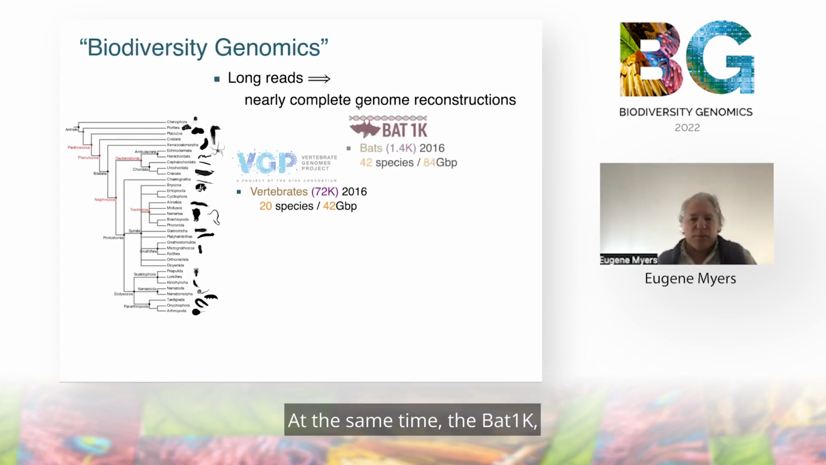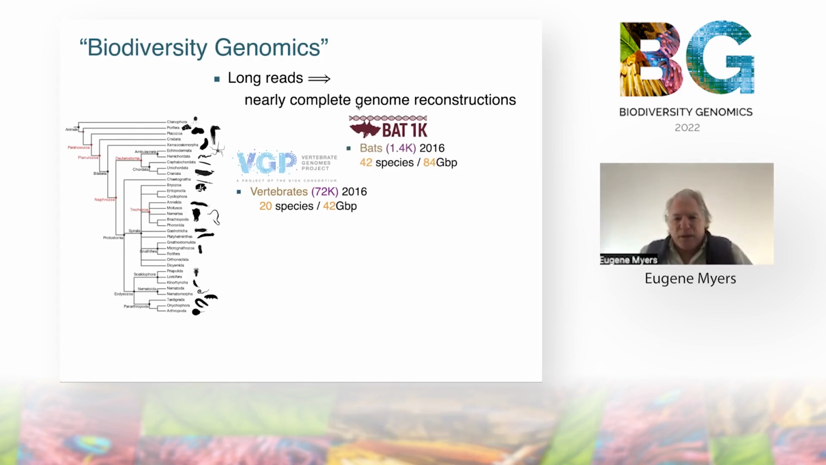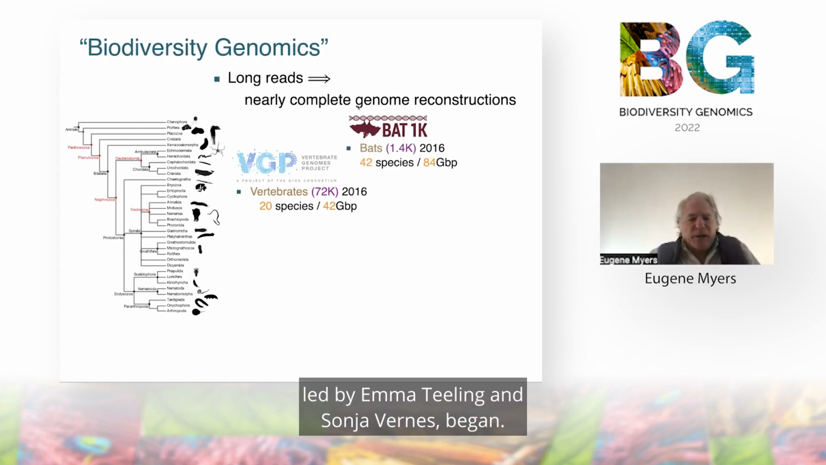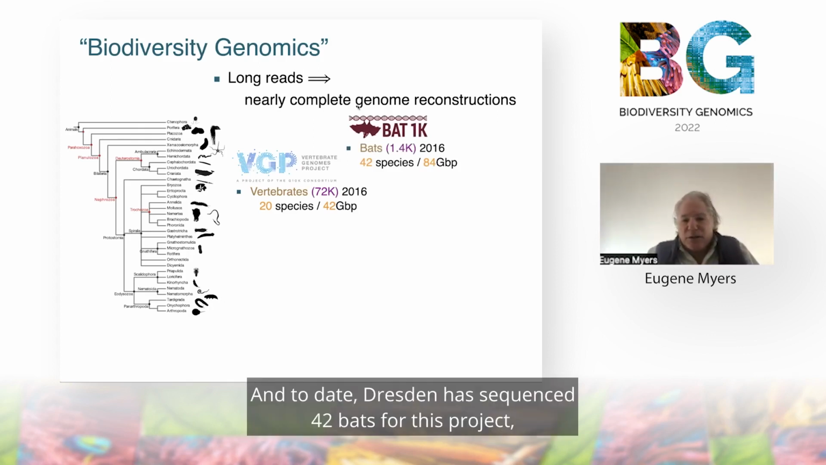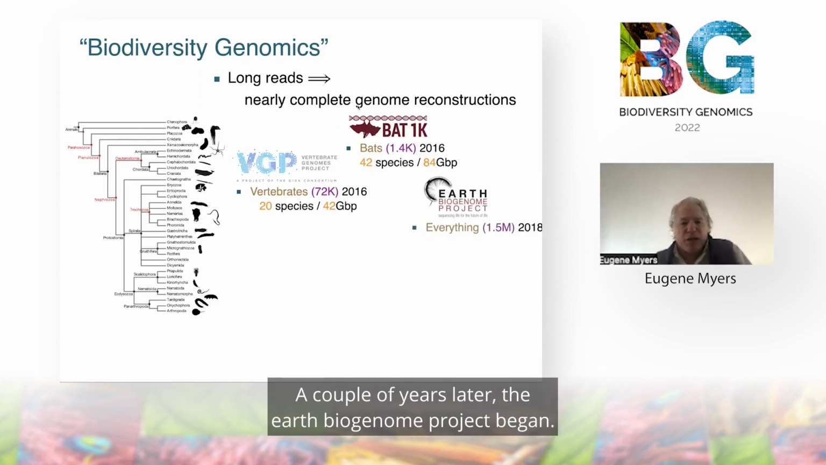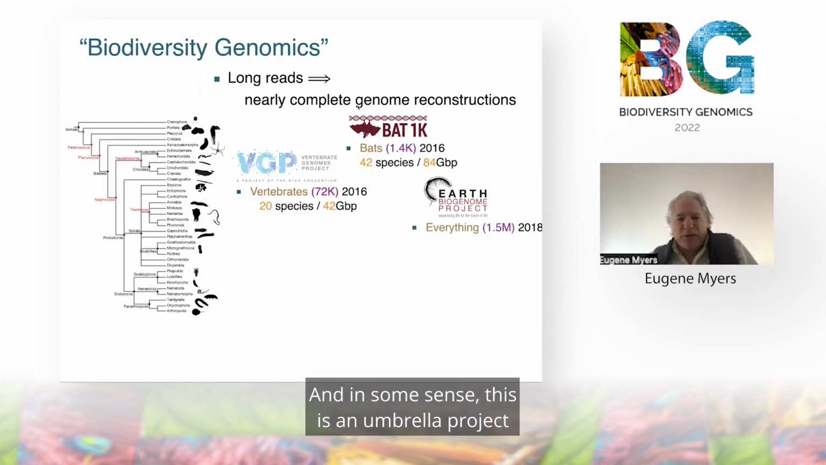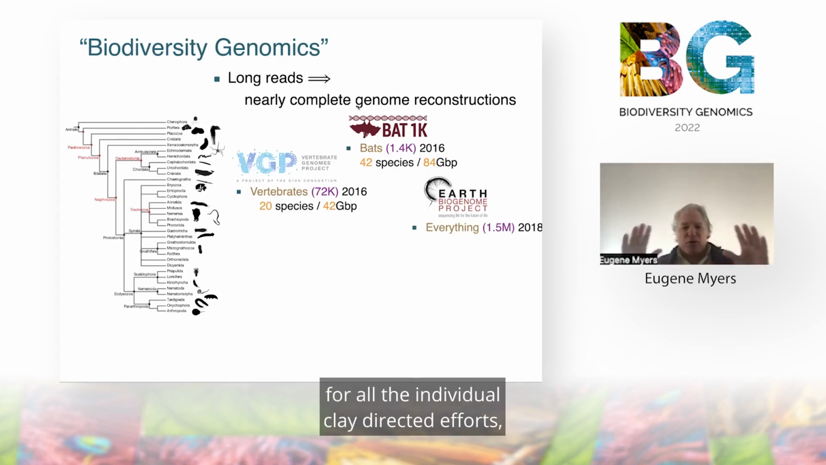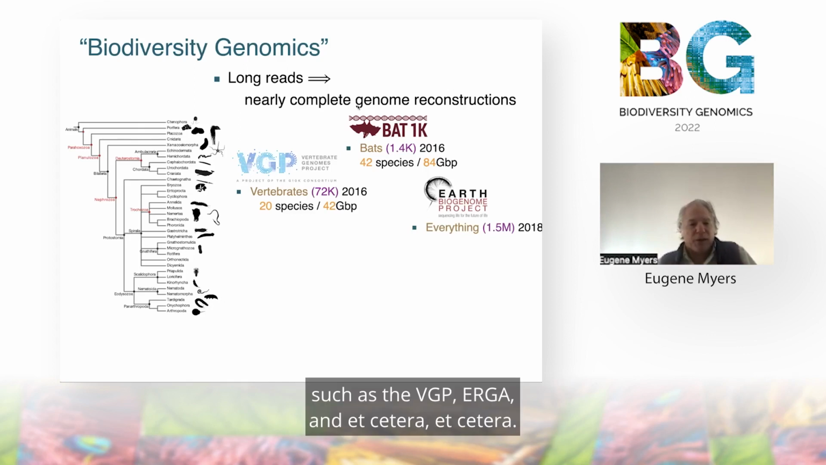At the same time, the BAT1K, led by Emma Teeling and Sonia Vernes, began. And to date, Dresden has sequenced 42 bats for this project, covering all the families of bats and totaling 84 billion base pairs of finished genomic sequence. A couple of years later, the Earth BioGenome Project began, and in some sense, this is an umbrella project for all the individual clade-directed efforts, such as the VGP, GIGA, and so on.